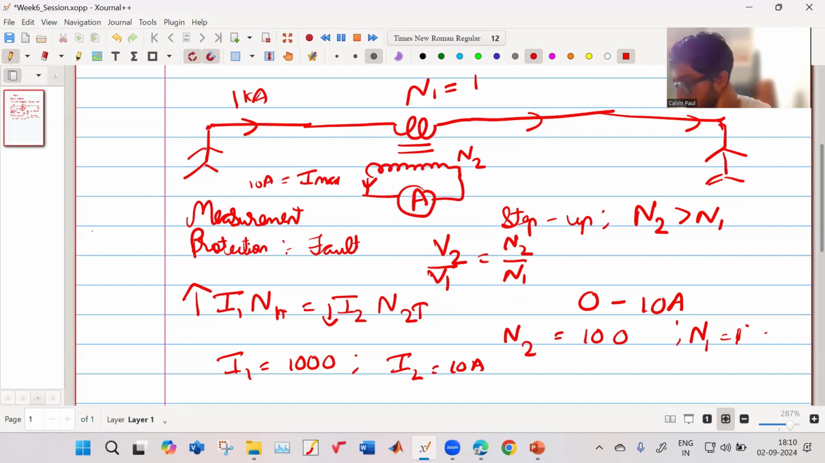Sir, I have a doubt. If there is 1 kiloamp flowing in the primary side, then on the secondary side the current is stepped down, but the voltage steps up very high. So how is it practically possible, sir? That's a good question.